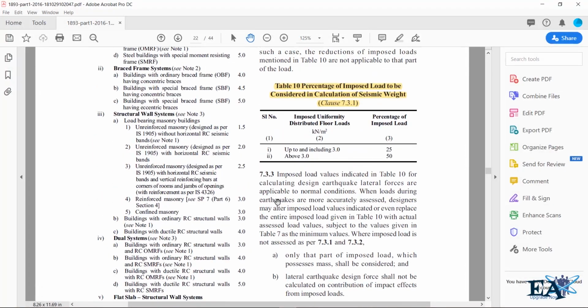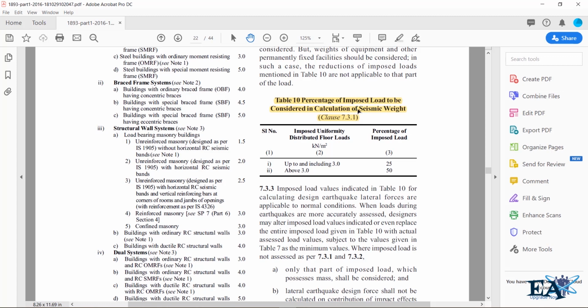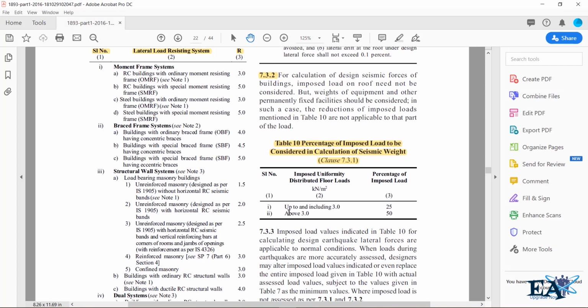Okay, so let us talk about the percentage of imposed load to be considered in calculation of the seismic weight. So if the live load intensity is less than or equal to 3 kilonewton per meter square, then you have to reduce the live load to 25%. Okay, and if it is above 3.0, you have to reduce it to 50%. And for the roof, imposed load on the roof, you don't have to consider, because during earthquake we don't assume that there are people on the roof.